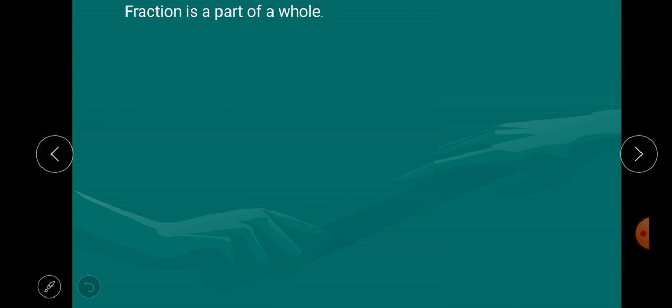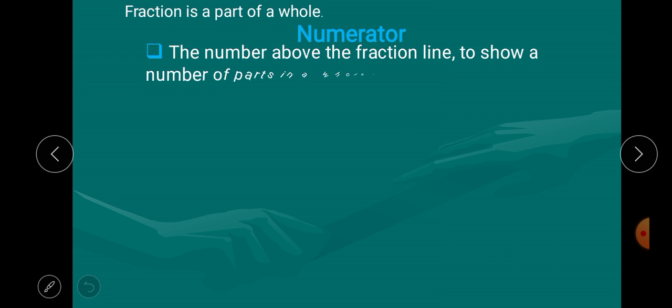Now again, a fraction is a part of the whole. Now we will see what is numerator. The numerator is the number above the fraction line to show the number of parts in a whole.